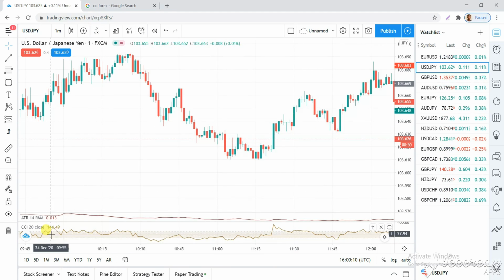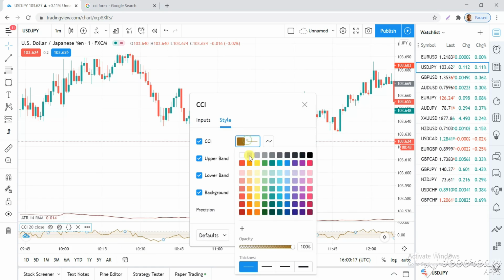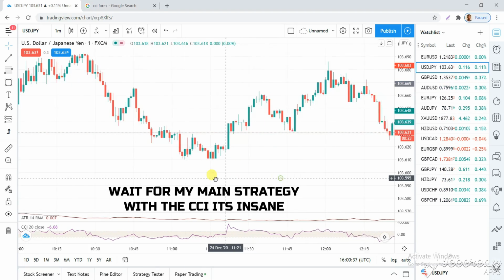This is CCI. So let me change the color. I don't like this color. It looks too confusing. So let me use purple. I love purple.